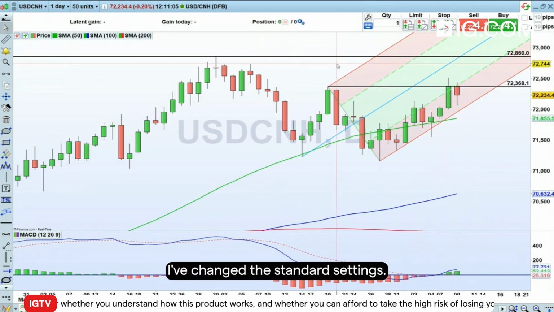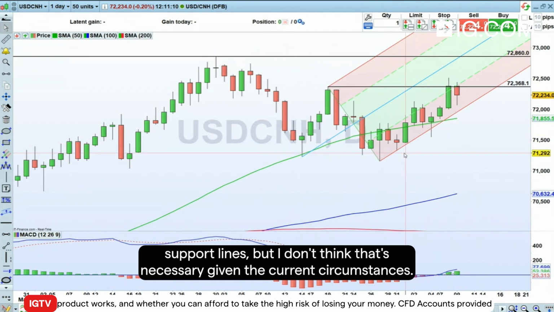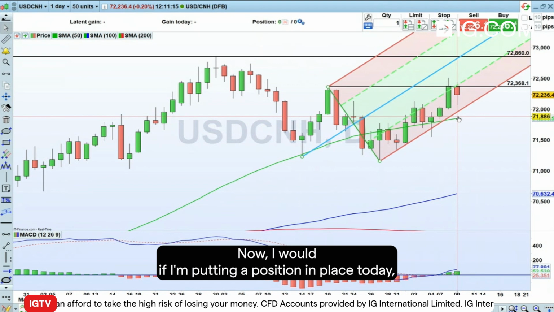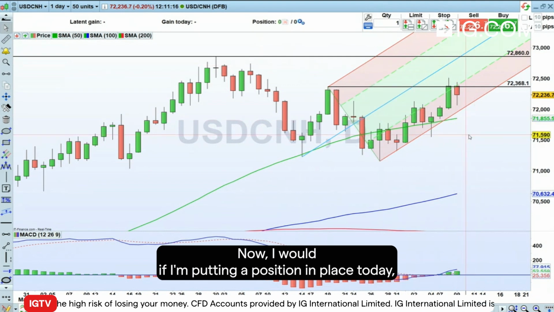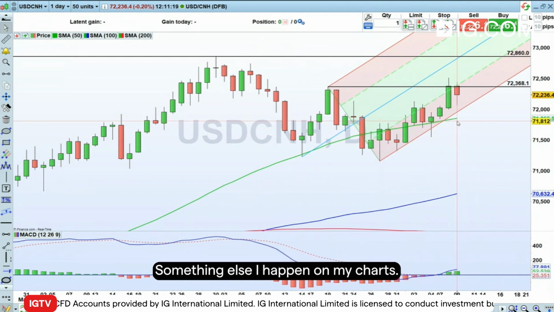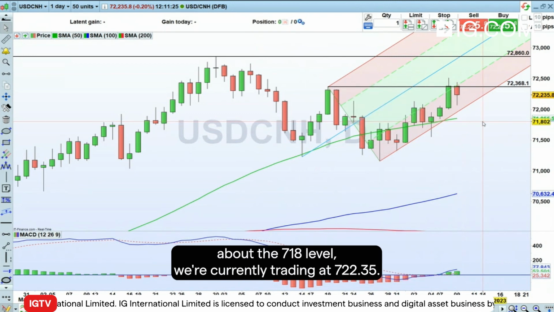I've changed the standard settings. You normally get a 200 setting on either side out here, which gives you extra support lines, but I don't think that's necessary given the current circumstances. Now, if I'm putting a position in place today, I put my stop loss underneath this green line here, which is the 50-period moving average, something else I have on all my charts. So the stop loss at around about the 718 level. We're currently trading at 722.35.